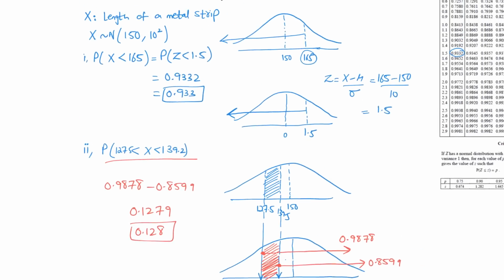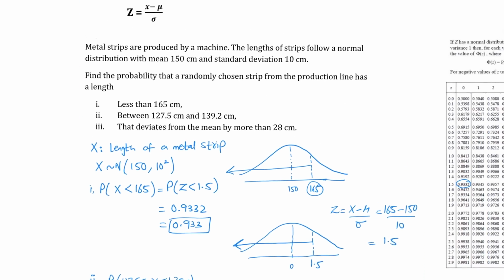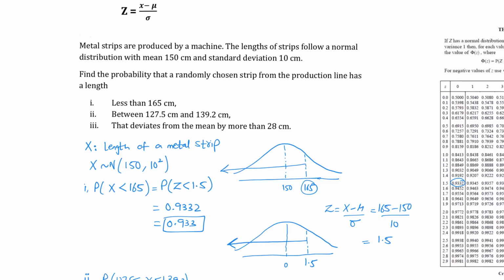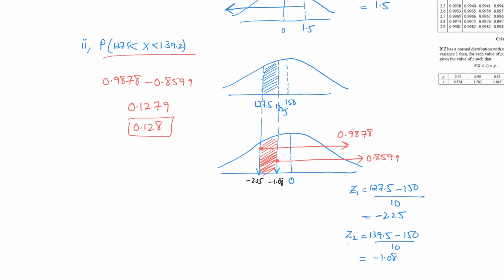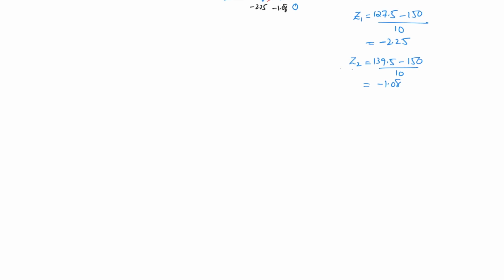Now the third part says find the probability that deviates from the mean by more than 28 centimeters. So this means that we are looking at a region which deviates by more than 28 centimeters.